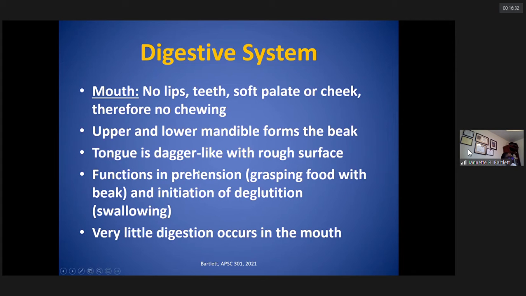So the mouth functions in prehension. This is just a technical term for them being able to grasp the food with the beak and then swallowing the food, which is the start of deglutition, which is swallowing. So that's the purpose of the mouth, just to grasp the food and then swallow it. Very little digestion occurs in the mouth, because they do not have anything there other than to pull the food in, and then it is swallowed and goes down the esophagus.